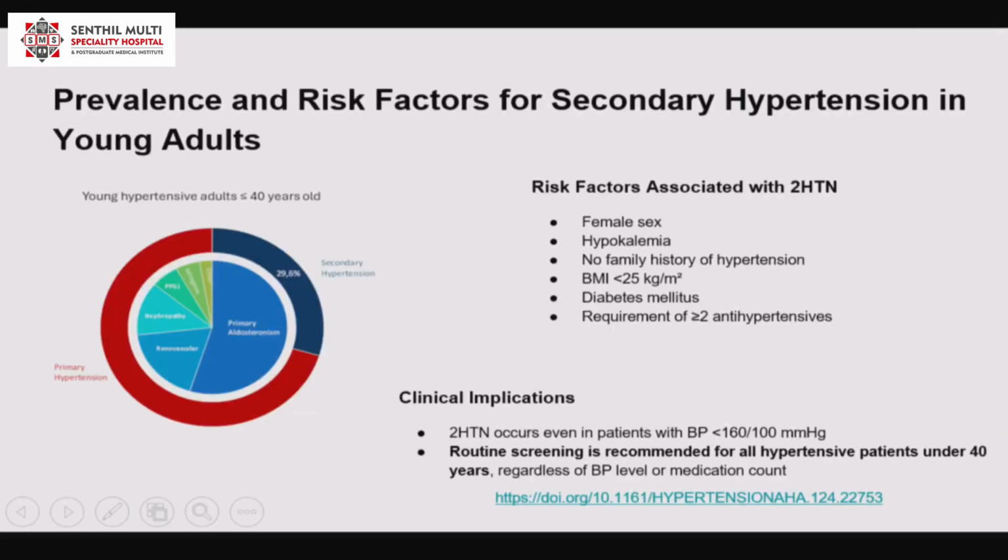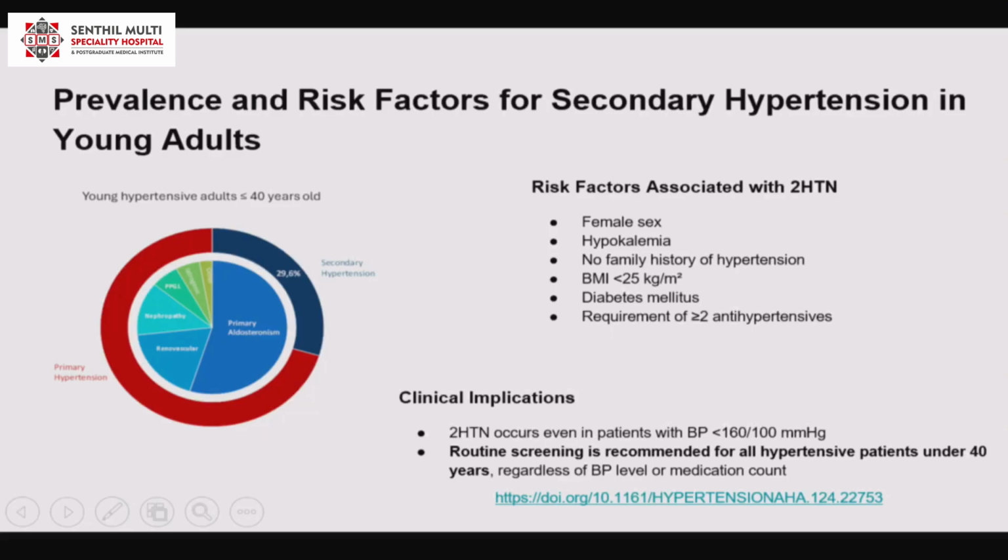And this study shows that about 29% of patients with hypertension have secondary hypertension, and among those 29%, the first common cause is primary hyperaldosteronism, as discussed by our Dr. Priyadarshini madam, endocrinologist, and the second common cause is renovascular hypertension.